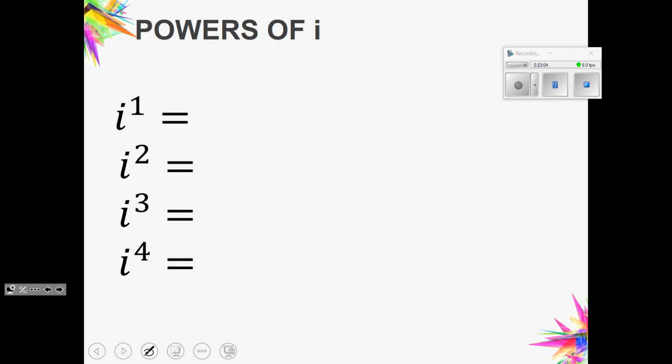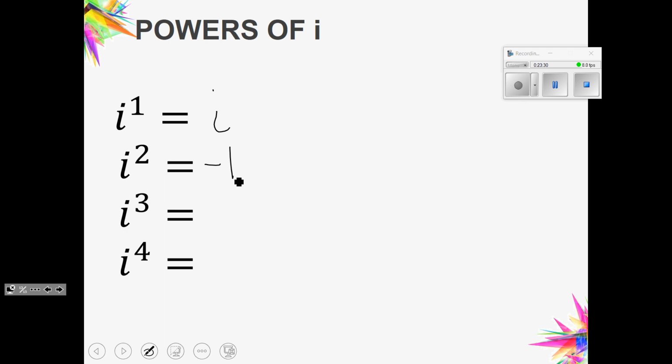All right, so the last thing I want to do with you is talk about the powers of i. This is going to create a pattern, and if you have this pattern memorized, it'll make things really quick for you. We know anything to the first power, i to the first power, is just equal to i. We know that i squared is equal to negative 1.